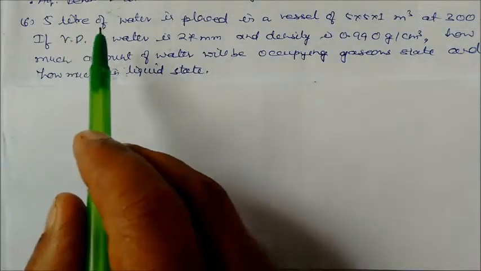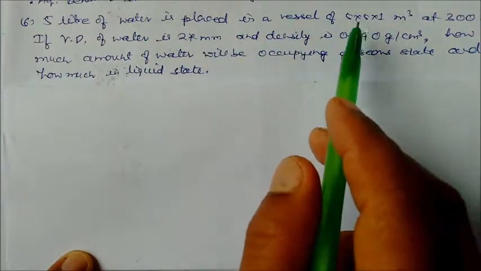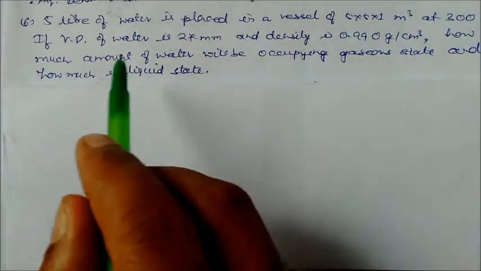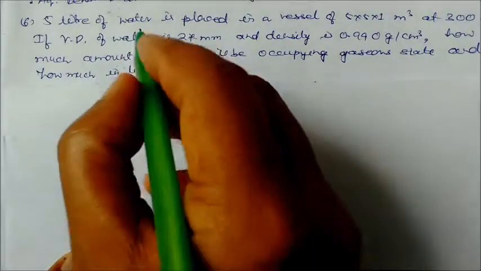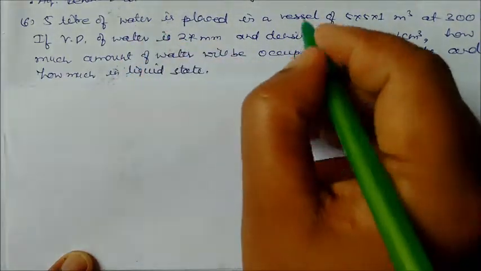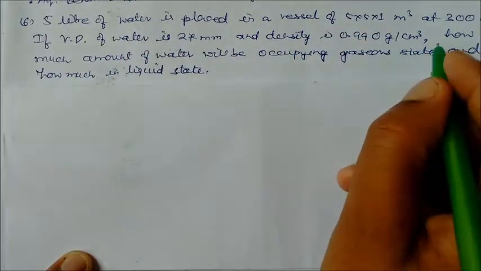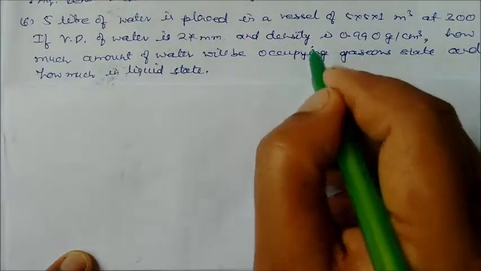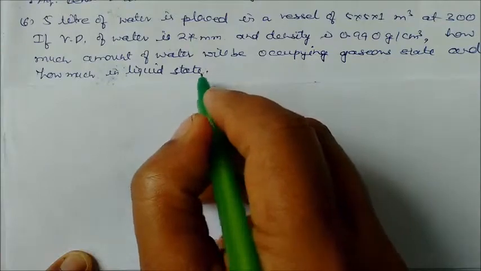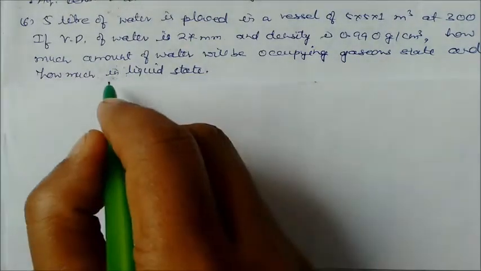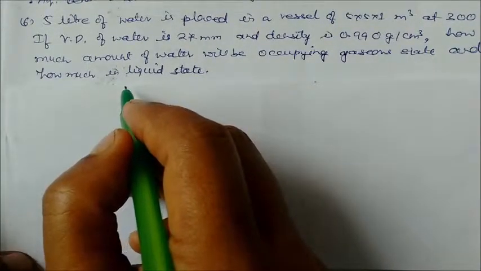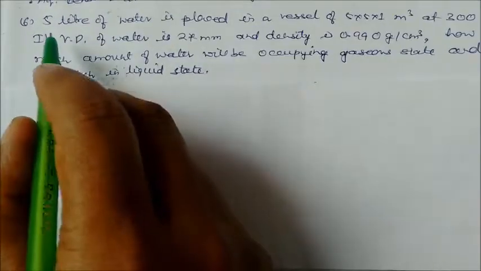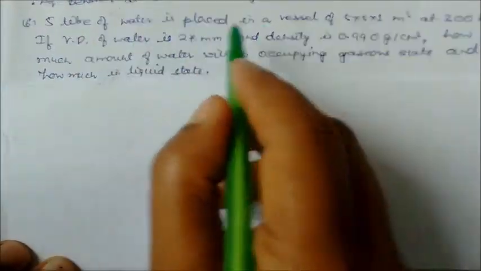5 liter of water is placed in a vessel of 5 into 5 into 1 cube at 300 Kelvin. If the vapor pressure of water is 27 millimeter and the density is 0.99 gram per centimeter cube, how much amount of water will be occupying the gaseous state and how much in the liquid state? So there are two parts, gaseous state and liquid state. In the liquid state, we know the total weight of the water is 5 liter into density.